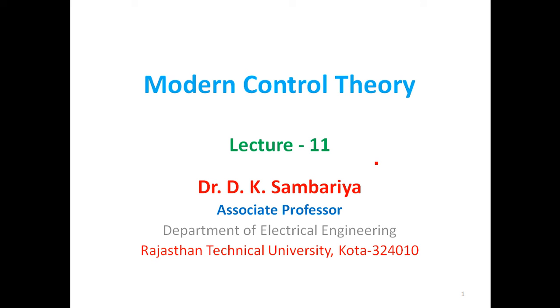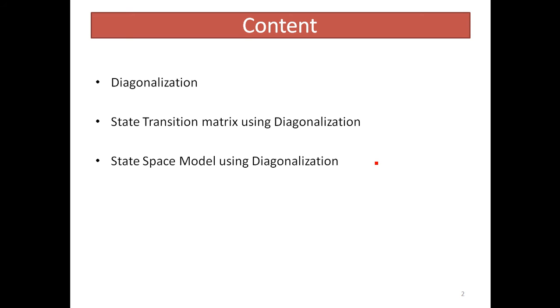Hello, good afternoon everybody. It is lecture number 11 from modern control theory. In this lecture, we will be discussing diagonalization of a matrix, calculation of the state transition matrix using the diagonalization method, and calculation of the state space model using diagonalization.